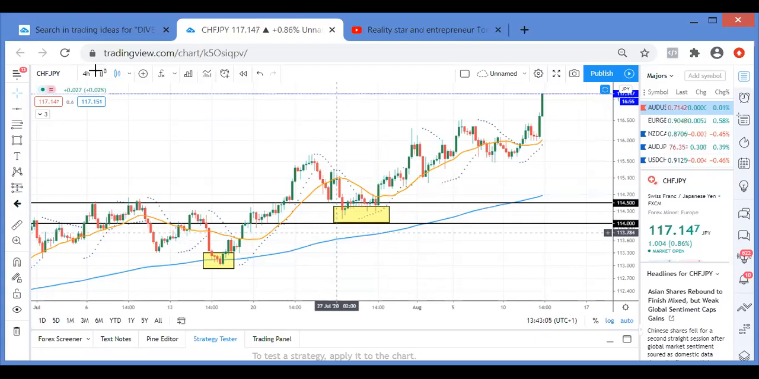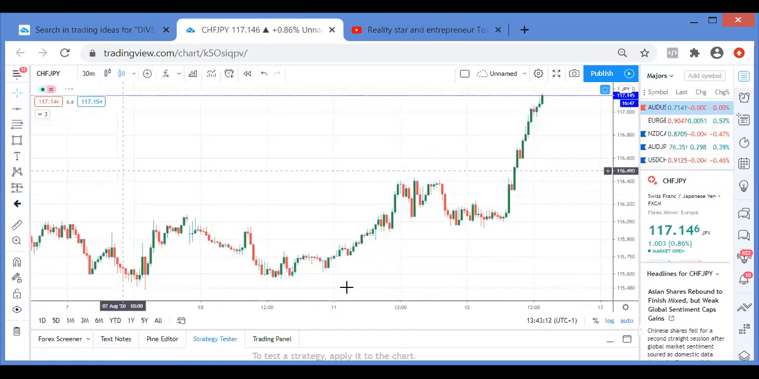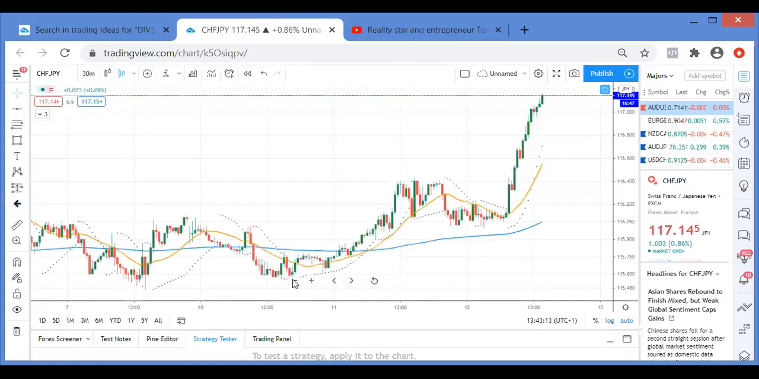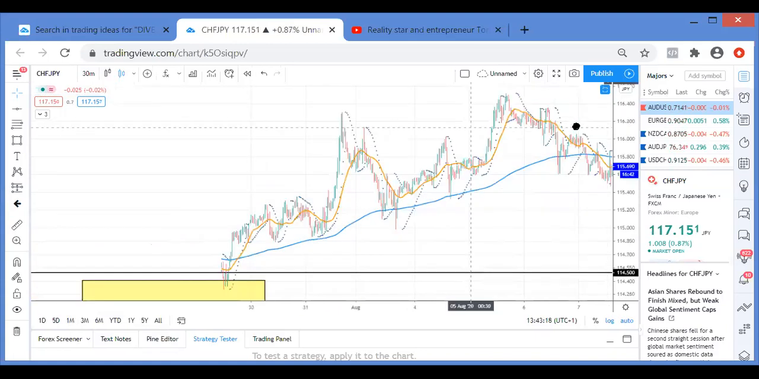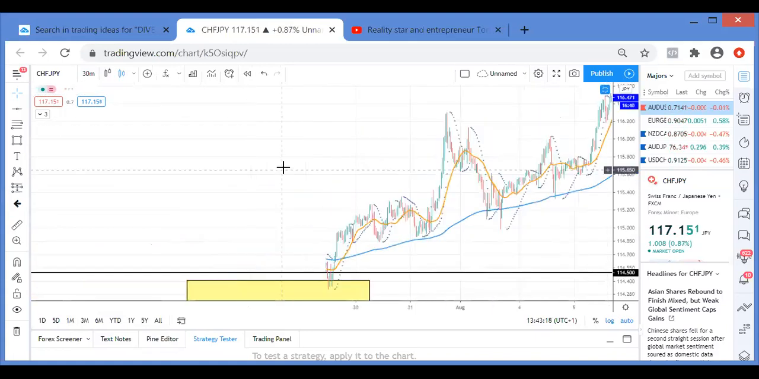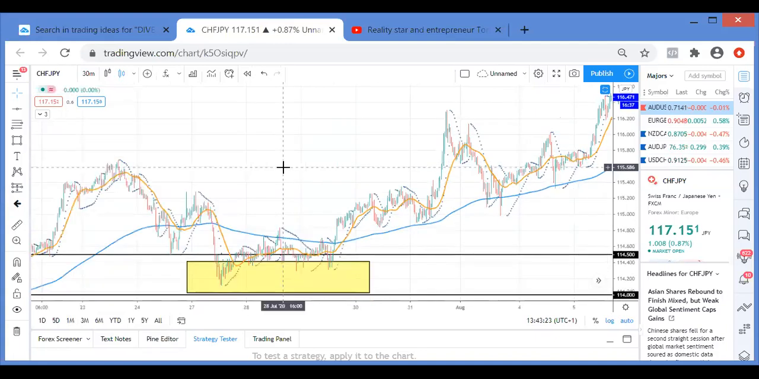Then what do I do? I go down, because it's a 4 hour. Where do I go? To my 30 minutes. Now my 30 minute is where I find entry. How do I find entry? MACD cross. Simple. You know that advert with the meerkat? Simples. So look here.